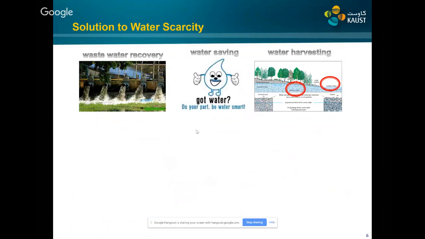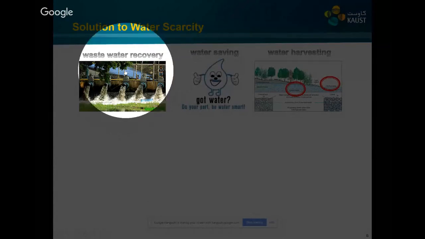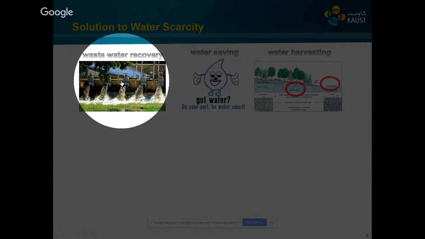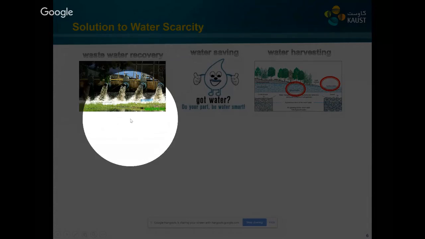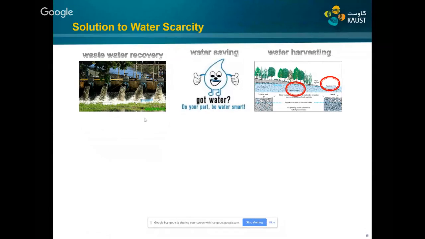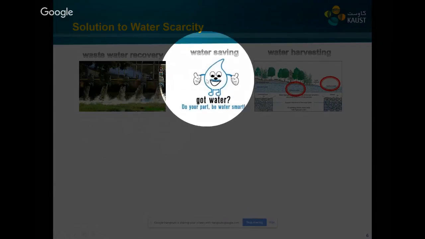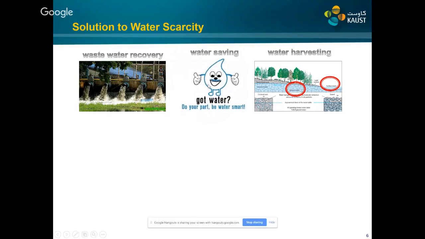So what can be the solution for this water shortfall? One solution can be wastewater recovery. We know that industrial water use is quite high, and we can recover the wastewater and reuse it after treatment. Secondly, we can teach people to use water wisely, because even in the morning, if you leave the tap open while brushing, it loses around 20 liters of water. And third, we can harvest water, whether surface water or rainwater.